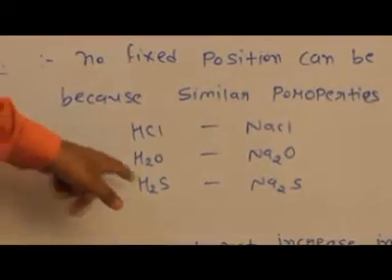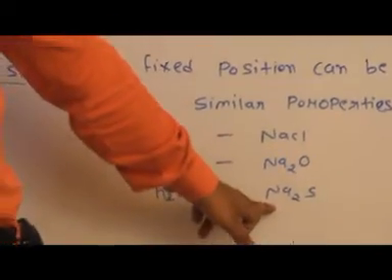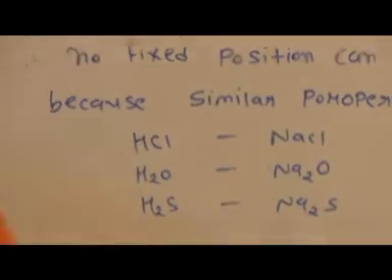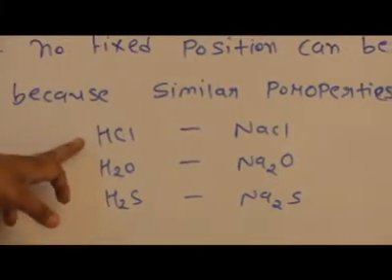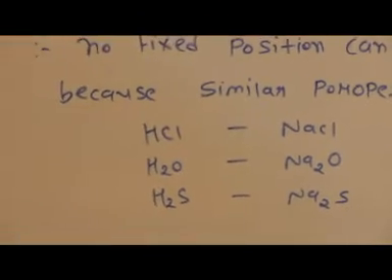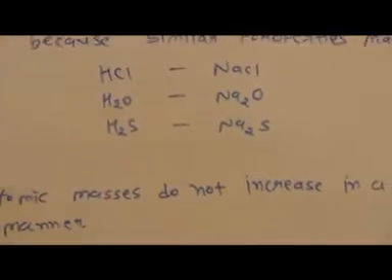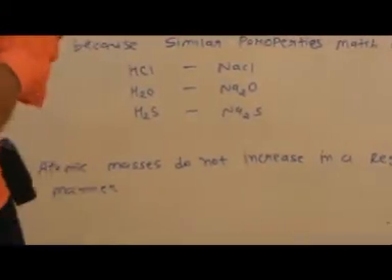Look here: H2O, Na2O, H2S, Na2S, with chlorine, oxygen and sulfur. The compounds of hydrogen are similar to those of the alkali metals. And the second limitation is that atomic masses do not increase in a regular manner.